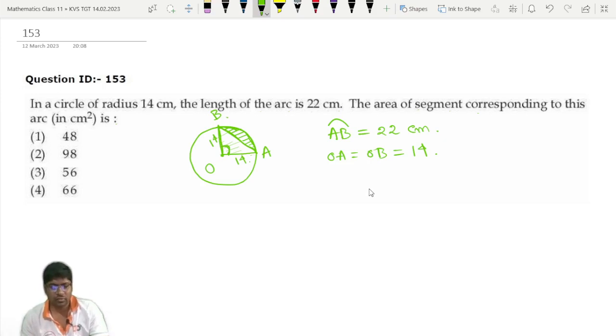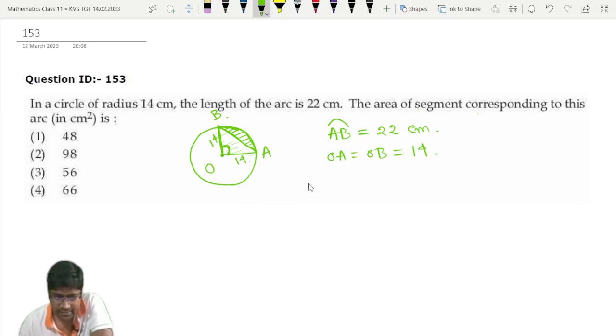Otherwise it is difficult to find the area of the triangle. Okay, so anyway, first we will find the area of the sector AOB. So how to find the area of the sector? Now, what is the circumference of this circle?